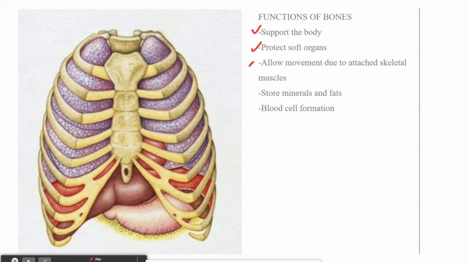It allows movement. Okay, we would move a lot differently if we didn't have bones. Like earthworms have muscles, but they don't have bones, so it makes them move a lot differently than us. Our bones are going to store minerals like calcium. Okay, and it's also going to store fats in the medullary cavities. And all of your red blood cells, RBCs, are going to come from your bones. Not your white blood cells; those come from other places, but your red blood cells come from your bones. Your bones make your red blood cells in your marrow.